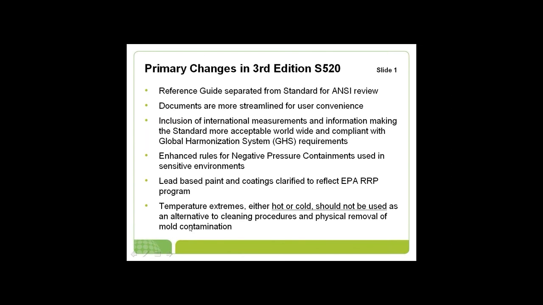We also wanted the document to be more acceptable worldwide to various countries, and we wanted to make it more compliant with the global harmonization system. So we've included international measurements and other information. We've enhanced the rules for negative pressure containments used in sensitive environments, such as retirement homes, hospitals, daycare centers, etc. Between the time the last standard was published in 2008 and this one, the EPA has refined their RRP program, Renovation, Repair, and Painting, in dealing with lead-based paints and coatings. So that has been clarified.